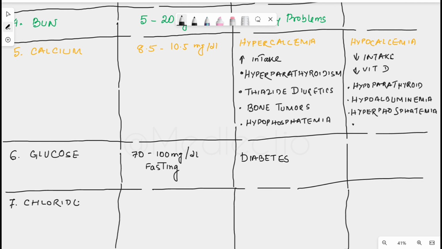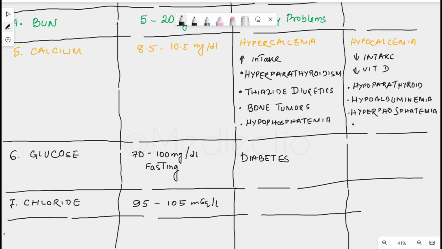Then chloride, not pretty much used in daily clinical life, but for exams it is needed, 95 to 105. There is one disease, cystic fibrosis, where these parameters will be needed for chloride. So here potassium, calcium, sodium and glucose are the most important things in this chart. Bicarbonate is 23 to 29. If we get increased bicarbonate, we get metabolic alkalosis, and if we get decreased, we get metabolic acidosis. We will have a separate video on that, an important topic also.